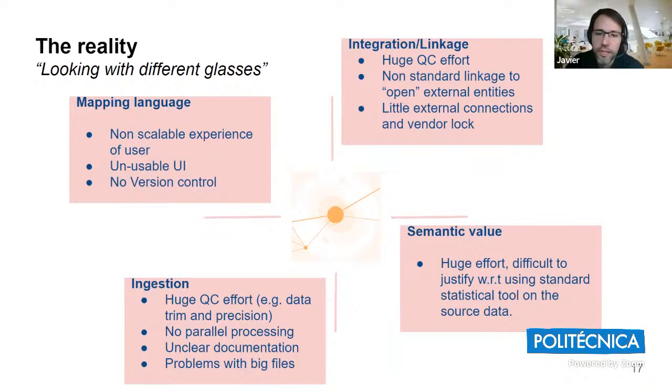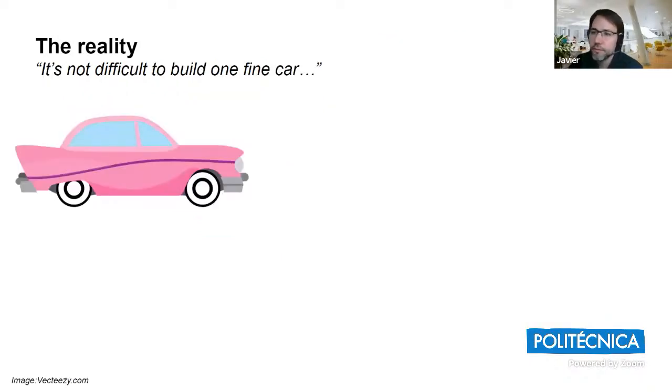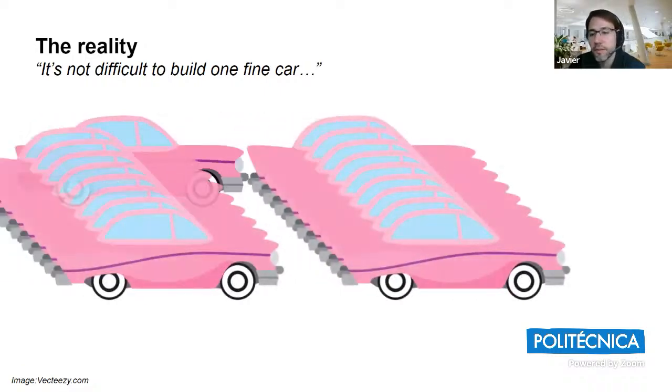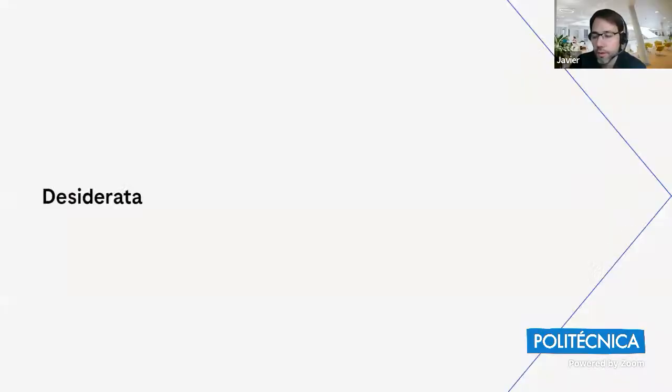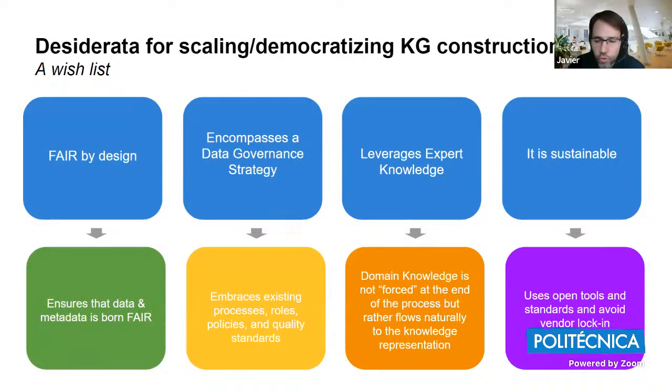And one of the learnings is, of course, to democratize knowledge graph creation. Just a summary of all of this: it was easy to create this knowledge graph, and at the end, we had it. It's not difficult to build one very nice car, but it's very hard to scale this. It's very difficult to build 1 million cars. This was one of our learnings. More learnings are grouped into this desiderata, a group of some of the learnings that we had for scaling or democratizing knowledge graph construction. So it's almost a wish list.